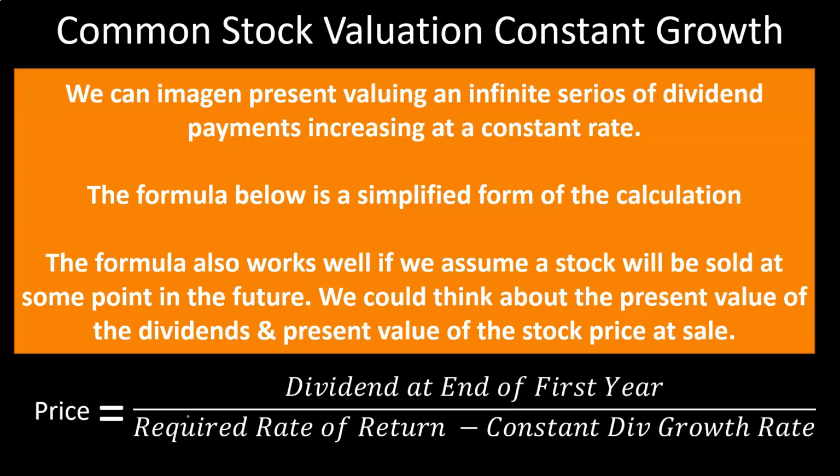Then we have a calculation with common stock valuation with constant growth. So now let's assume there's constant growth, meaning the dividends are going to go up at a constant rate. They're giving dividends, but the dividends aren't constant in that they're not the same. They're growing, and we're assuming they're going to grow at a constant rate into the future. In that assumption, it gets a little bit more complex for us to calculate it.